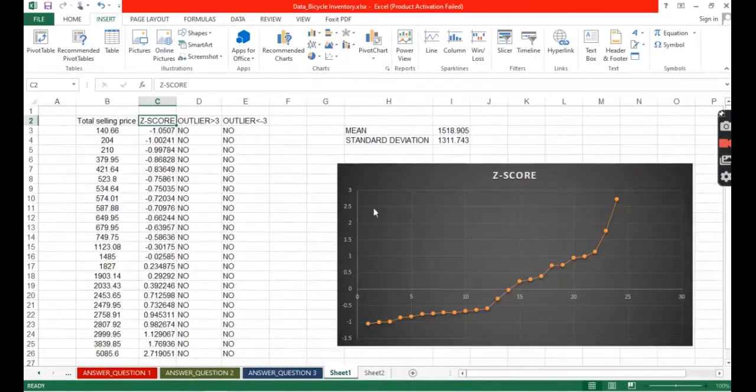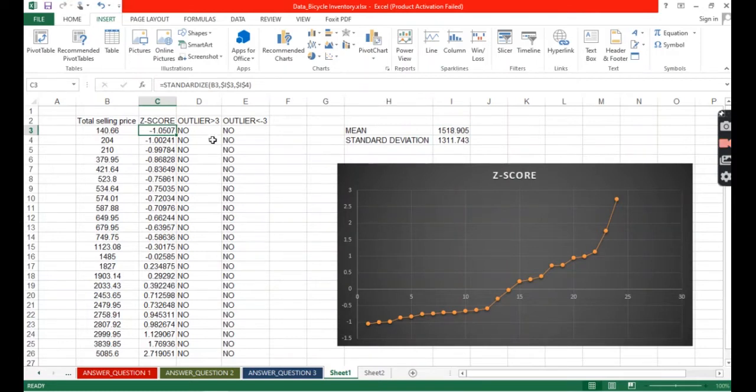So for the first one, for the mean and standard deviation, I use the formula average, and the standard deviation using the amount of total selling price. After I get the answer, to calculate the Z-score, I use the formula standardize and use the total selling price, and I absolute the mean and standard deviation.